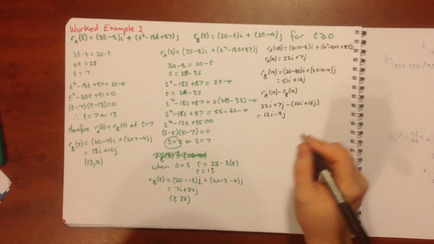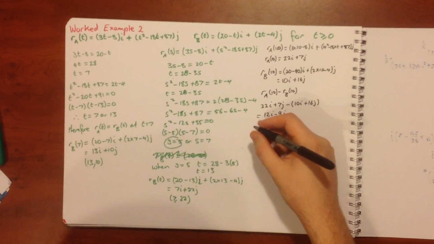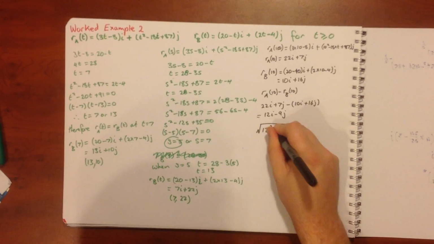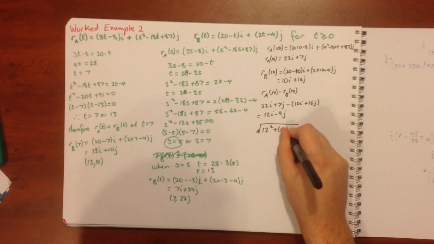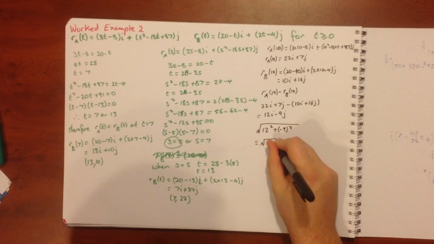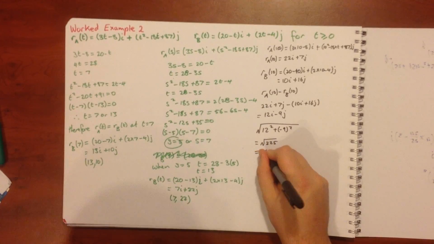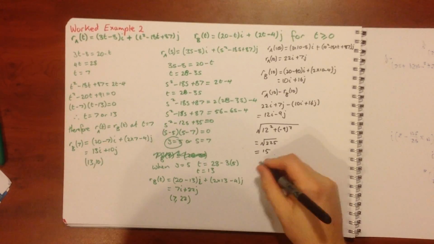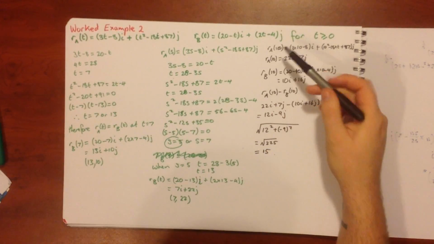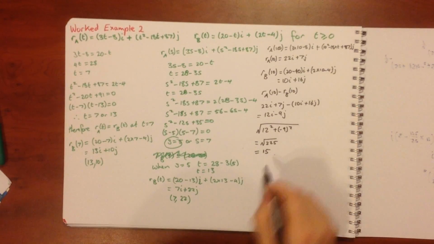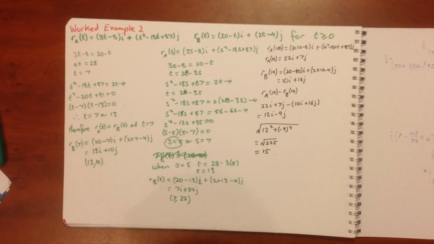Then we can find the magnitude of this. So that means we go the square root of 12 squared plus minus 9 squared. That gives us the square root of 225, which is 15. So the distance between our two particles at time t equals 10 is 15 units.